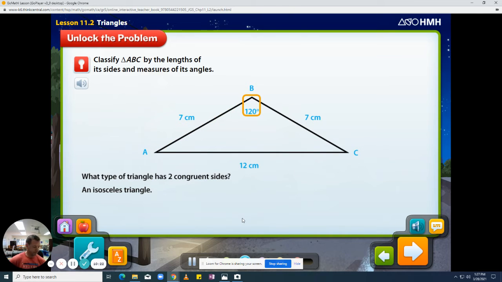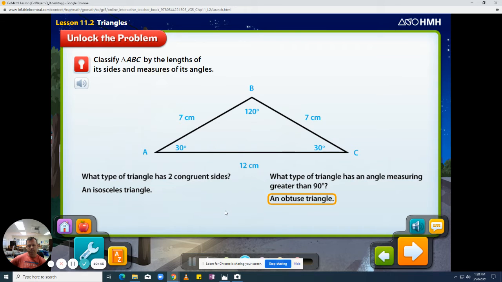Yeah. Angle ABC measures greater than 90. 120 degrees. Angle BAC measures 30 degrees. Angle BCA measures 30 degrees. Triangle ABC has one angle that is greater than 90 degrees. What type of triangle has an angle measuring greater than 90 degrees?